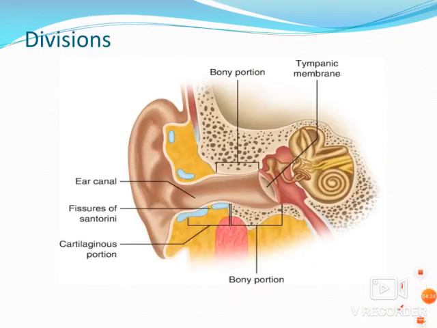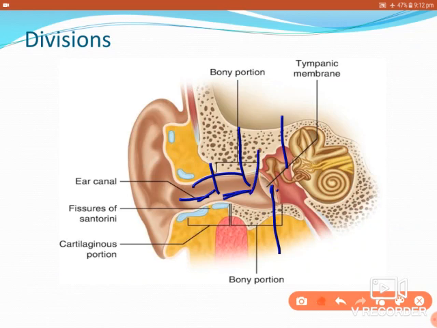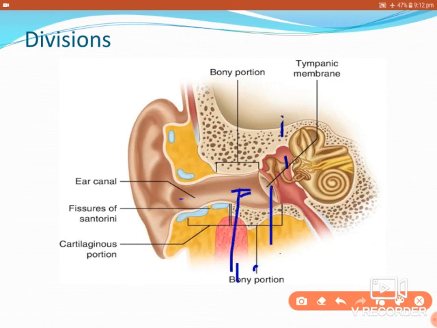Medially is the tympanic membrane, which separates the external ear from the middle ear. Here this is the canal. This is the cartilaginous part of the canal, and this one is the bony part of the canal. About 6 millimeters lateral to the tympanic membrane, the canal is narrow. That is called the isthmus.